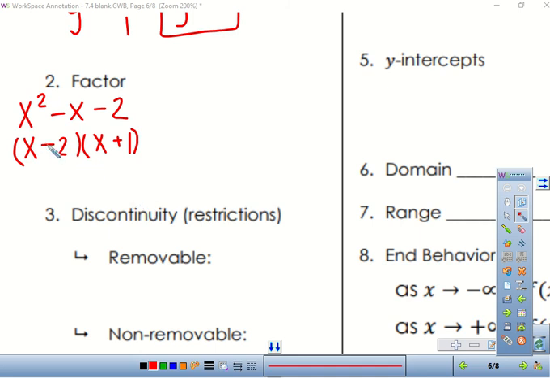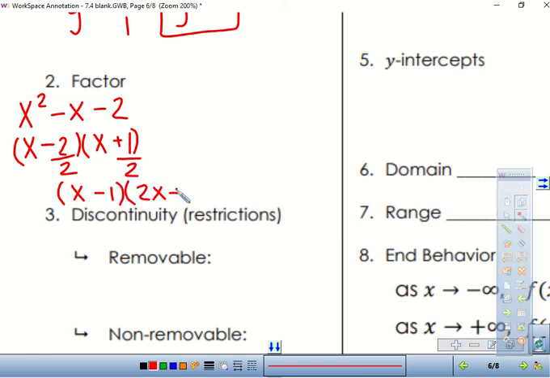Divide by 2, the A value. That comes out to be x minus 1 times 2x plus 1. So that's my numerator. All I did was factor the numerator, okay? That's all that happened there.